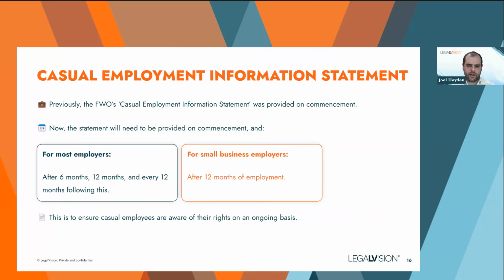Now, the final change to the Fair Work Act in relation to casual employees is that there are new obligations in relation to the Casual Employment Information Statement. So similar to the Fair Work Information Statement for all employees and the Fixed Term Information Statement for employees on fixed and max term contracts, the Fair Work Ombudsman is required to prepare a Casual Employment Information Statement for casual employees. The timing around the requirement to provide this statement to casual employees has now changed.